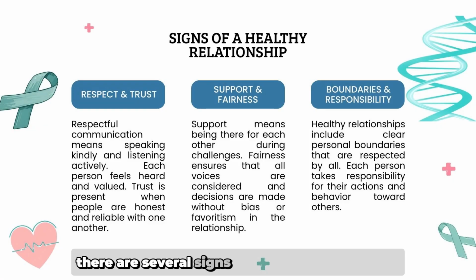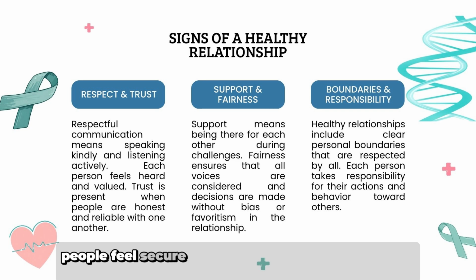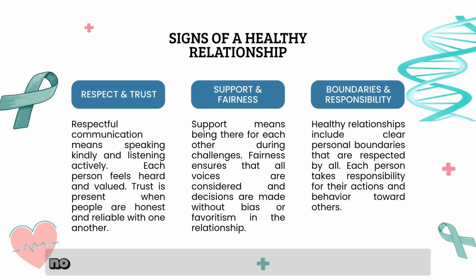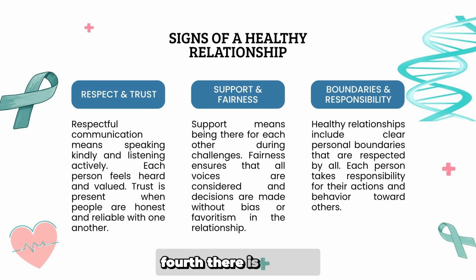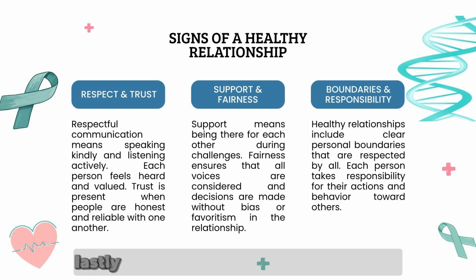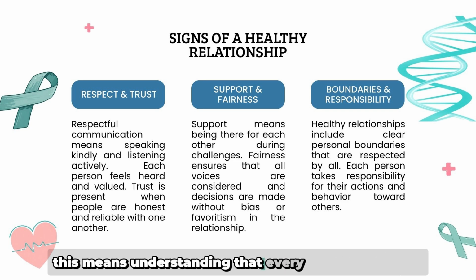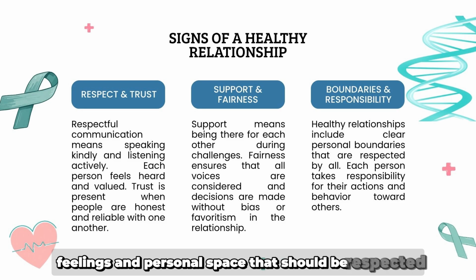There are several signs of a healthy relationship. First, there is respectful communication. People listen and speak kindly. Second, there is trust. People feel secure and do not constantly doubt one another. Third, there is fairness. No one controls or takes advantage of the other person. Fourth, there is support. People encourage each other, especially during difficult times. Lastly, healthy relationships respect boundaries. This means understanding that every person has limits, feelings, and personal space that should be respected.